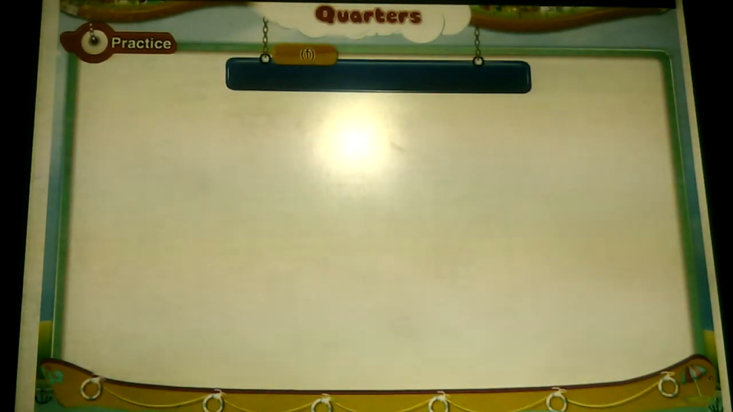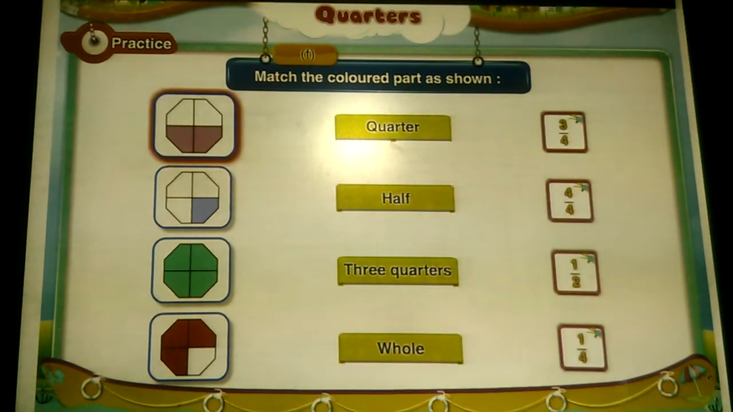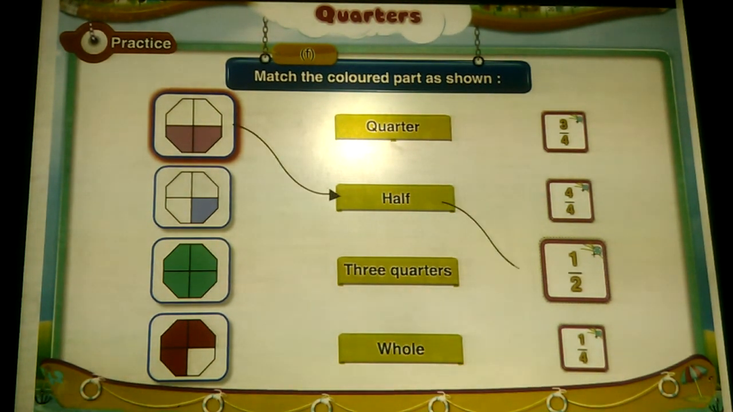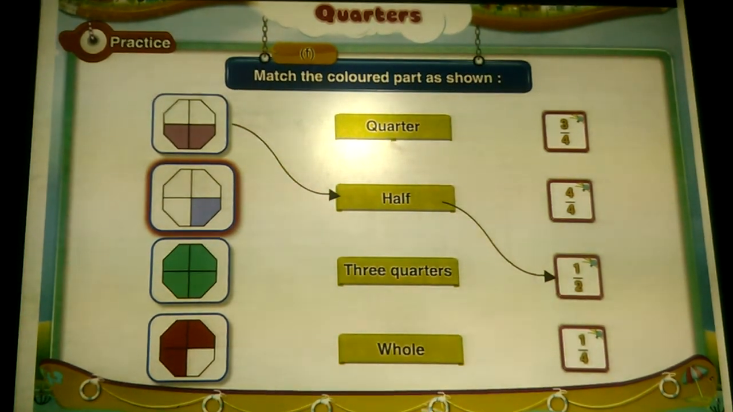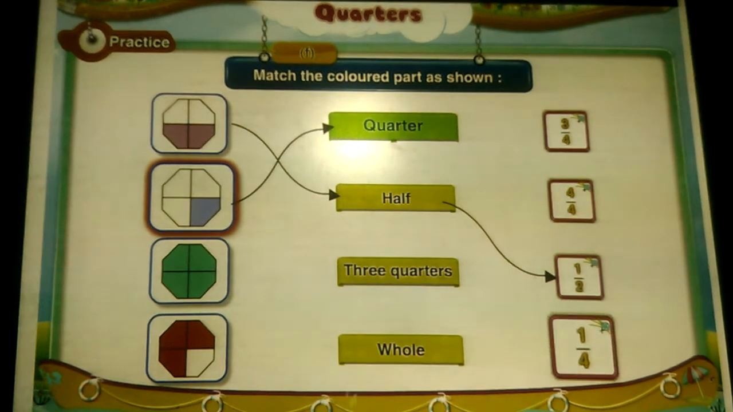F. Match the colored part as shown. See, in the first shape given here, out of 4 parts, 2 parts are colored. So, match it with 1/2, that is, match it with half. Here, out of 4 parts, 1 part is colored. So, join it with quarter and then join it with 1/4.